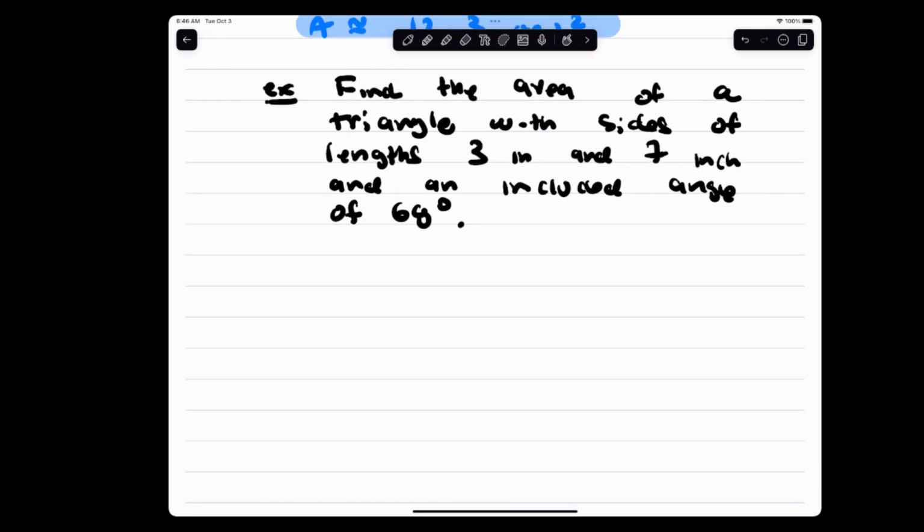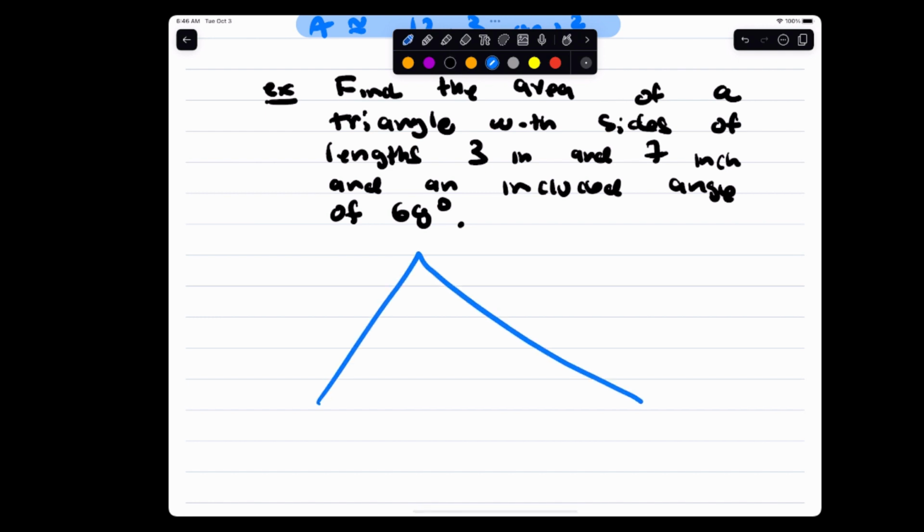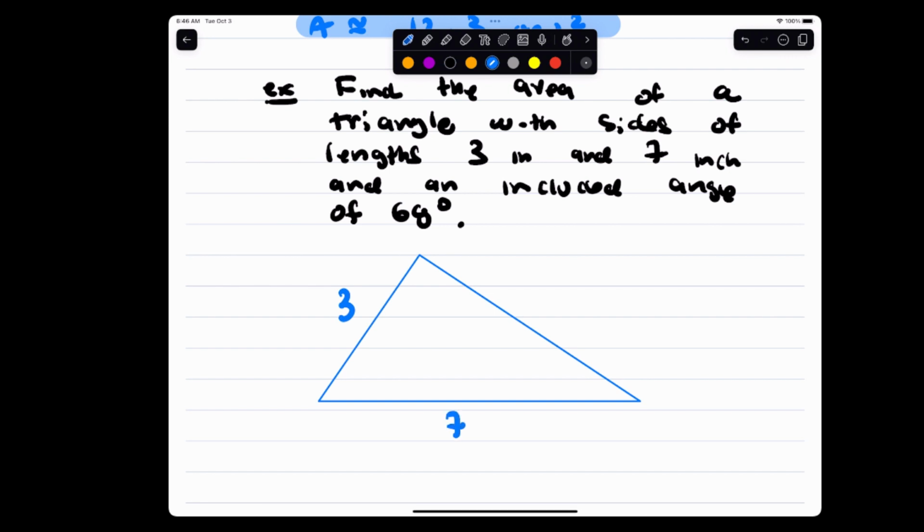So what do you think we have to do, ladies and gentlemen? Just draw a triangle. Put 3, put 7, and look at the language that they use. What do they mean by included angle of 68 degrees? They just mean that that is between the what? The lengths. That's all they mean. So you have, again, side angle what? Side angle side.